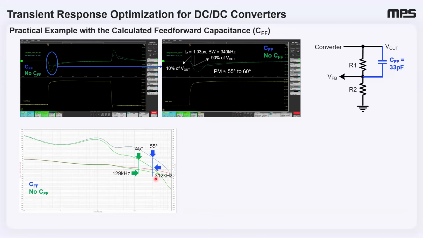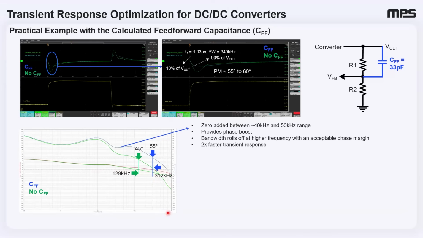respectively. The direct consequence of increased bandwidth in this case is that we can observe a faster transient response, as we observed here. The key to this improvement is the strategic placement of a zero roughly between the 40 and 50 kilohertz frequency range. This bump in the phase response, where the phase margin is boosted, is precisely what gives good stability. This zero is responsible for a crucial phase boost, counteracting inherent phase lags in the system.